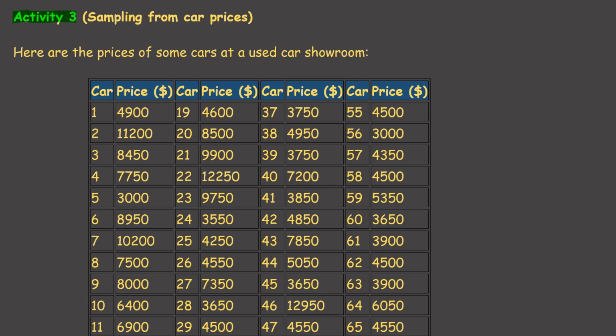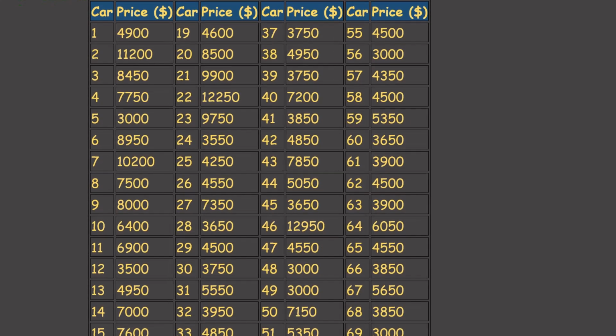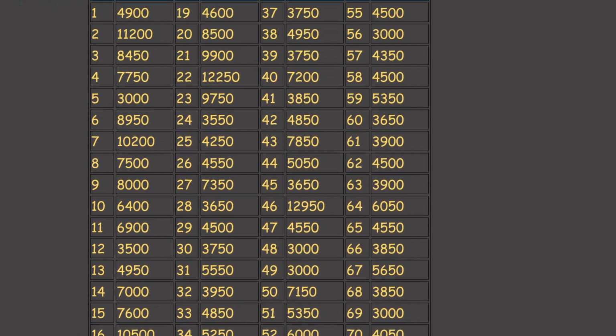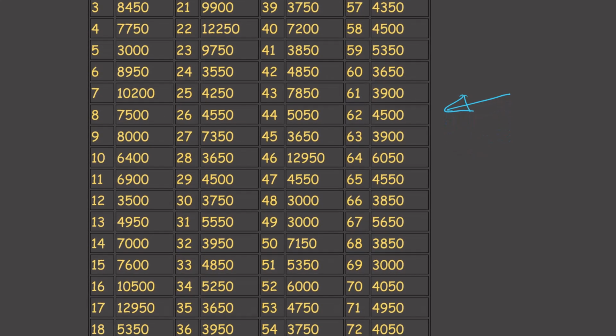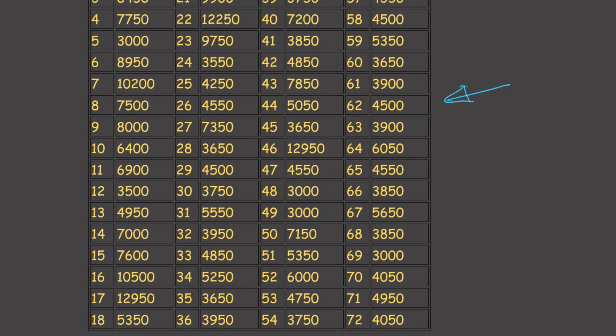So let's look at activity 3, sampling from car prices. Here are the prices of some cars at a used car showroom, and we looked at these prices earlier in this section, and they're not real prices. As I said then, these prices were generated for me by ChatGPT using some data I already had that I used with the Year 8 class, and extending it using some parameters that I set, that I wanted it not to have some sort of nice distribution, and I wanted it to be between these two values and so on.